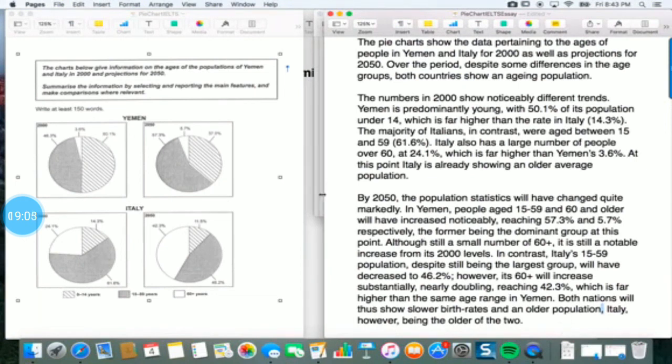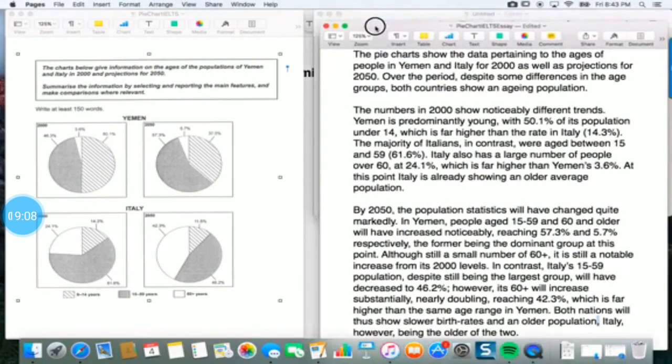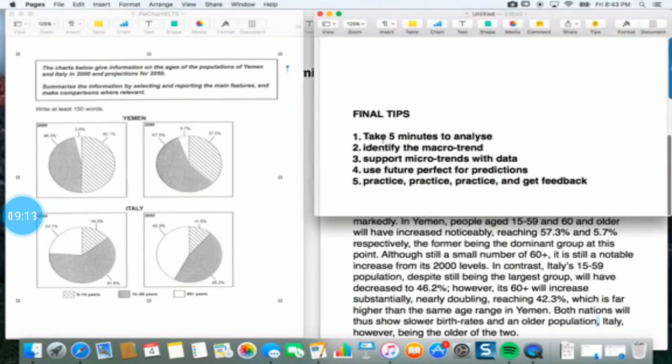So let's go over that. Just a little reminder of what we need to do here. Remember, 5 minutes to analyze. Identify the macro trend. All right, that's what really takes practice. Don't just say one increased and another decreased. The other point, support your micro trends with data. Don't just say what happened, but talk about the increase, support with data. Remember, when you're talking about the future, you can use the future perfect. The number will have increased. Perfect opportunity to show your grammar skills.